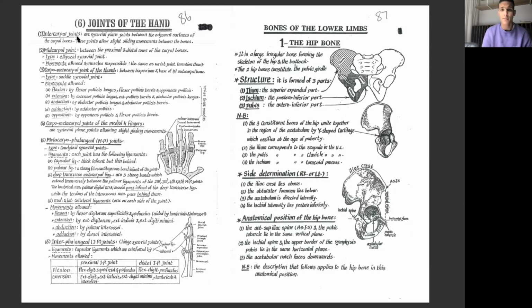of this girdle. Well, first and foremost, it is an irregular multiform bone. Always use the multiform bone thing. And the pelvic girdle is made up of two hip bones. And what are the hip bones? It's basically two of those right here.